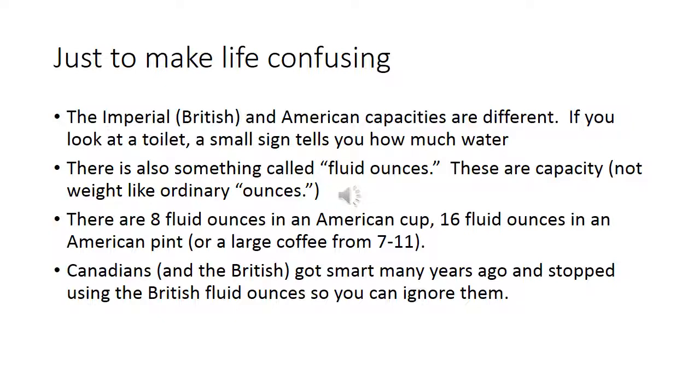So in the American cup, there are 8 fluid ounces. If you get 16 fluid ounces, you have an American pint. And if you have 2 pints, you have a quart, and if you have 4 quarts, you have a gallon, and the ounces all go along with that. Again, for the British Imperial system, the numbers are all different, so don't worry about it.